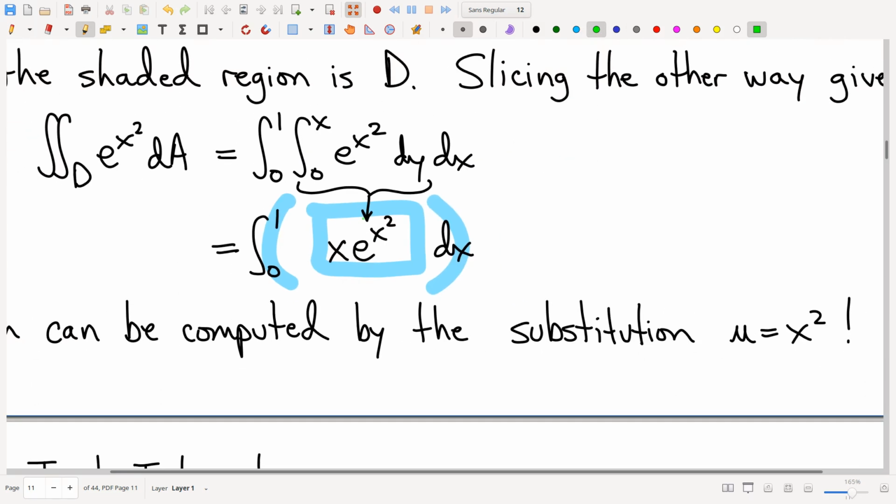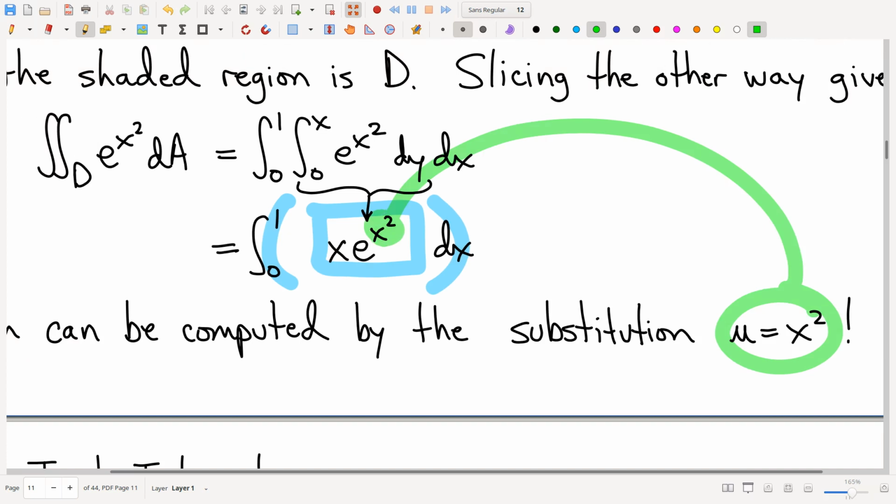which I think I have. Yeah, here we go. Just plug in u equals x squared, and everything just works out just fine. So, nice little trick. That's all there is to it.